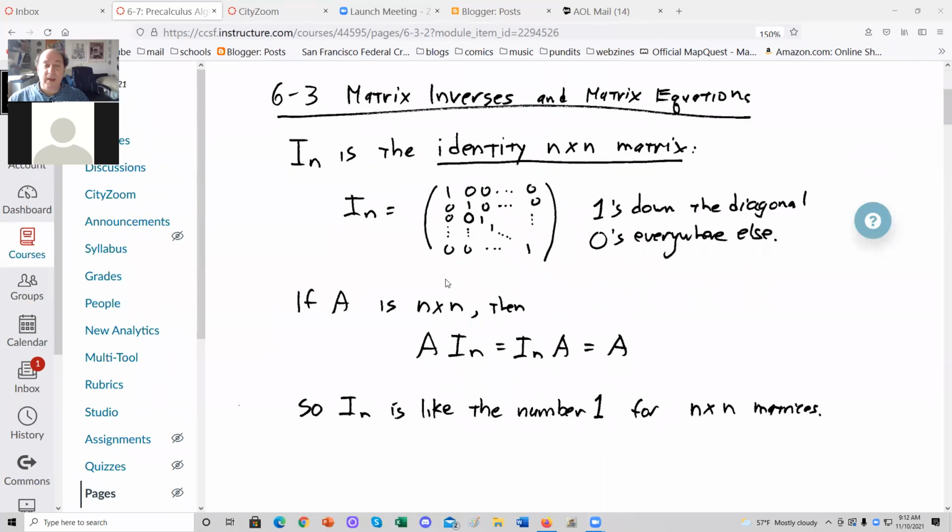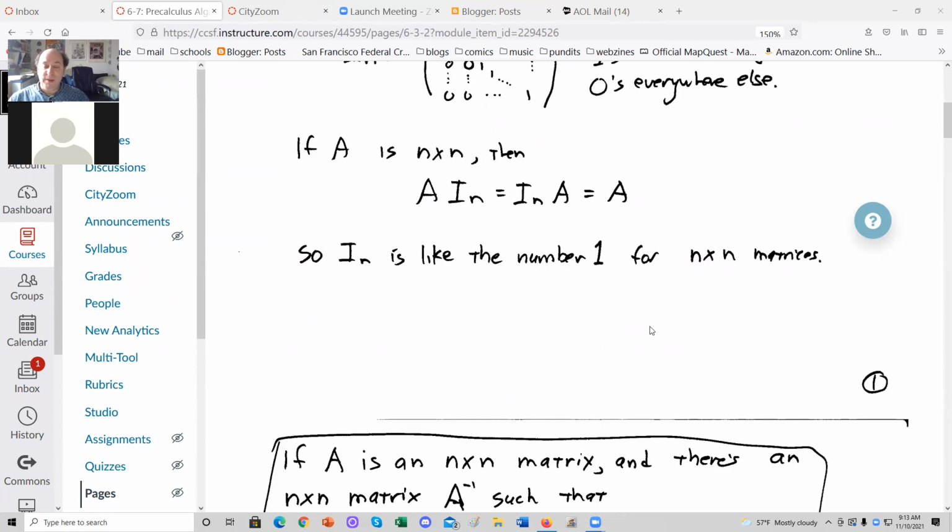Starting from last time, I mentioned the identity matrix, I sub n, the n by n identity matrix: n rows, n columns, ones down the diagonal, zeros everywhere else. If A is an n by n matrix, then A times I sub n equals A, and I sub n times A equals A. So I sub n is like the number one for n by n matrices. It's the equivalent of one in some sense.